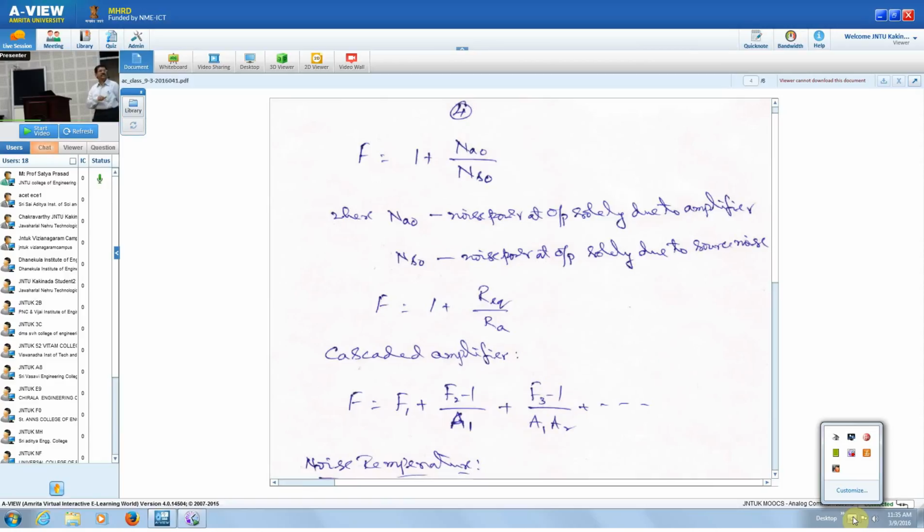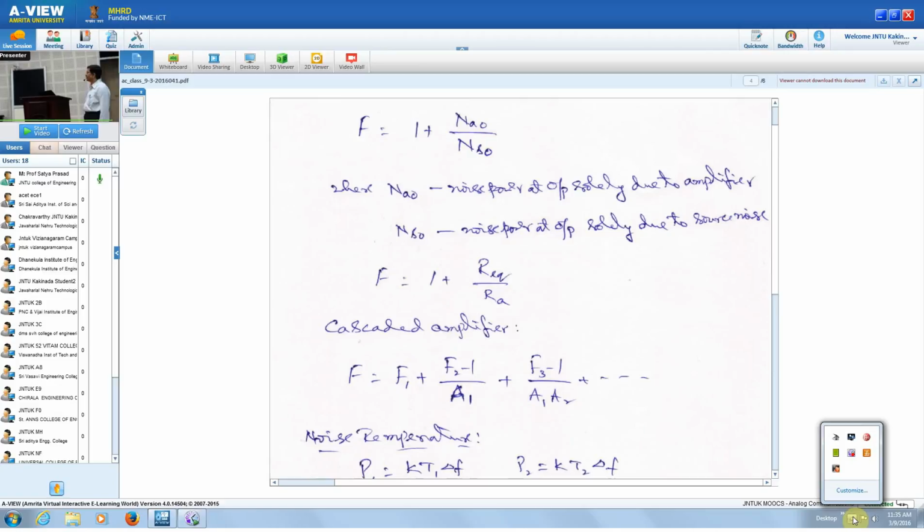That is, your amplifier circuit is giving you the noise, whereas NSO is the noise power at the output solely due to source noise. What are the input sources? That will be the noise as the denominator. The numerator is the noise that has been added by your amplifier circuit. So, depending on these values, your noise figure is going to change.